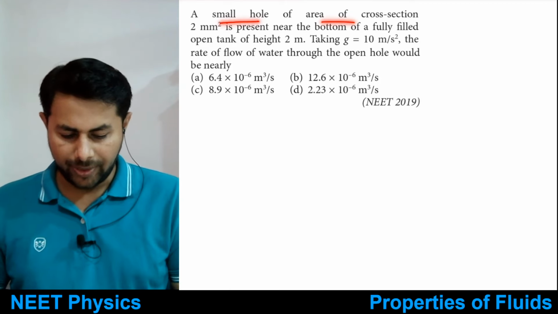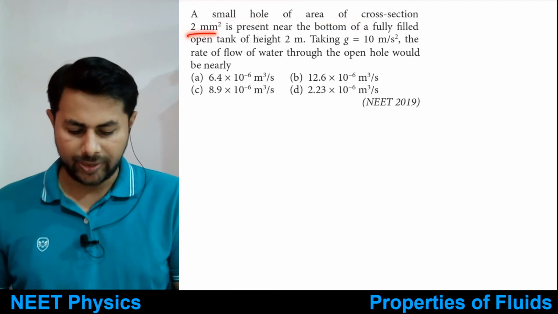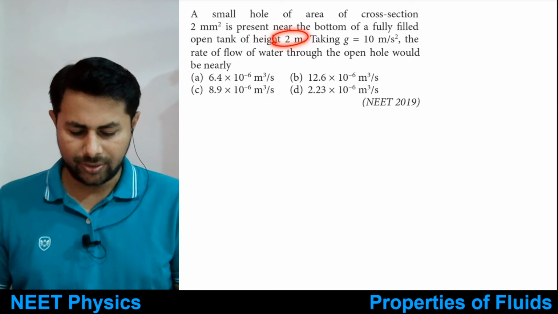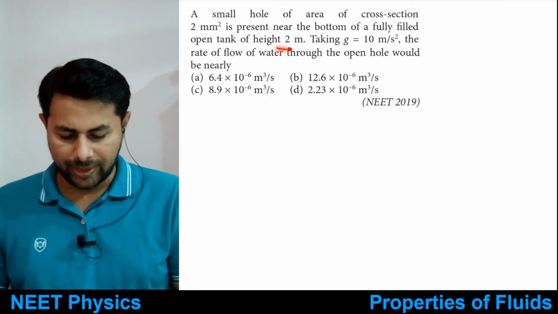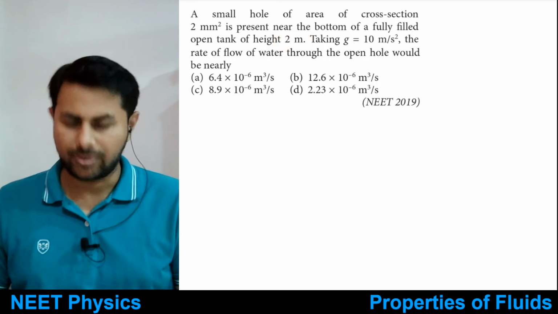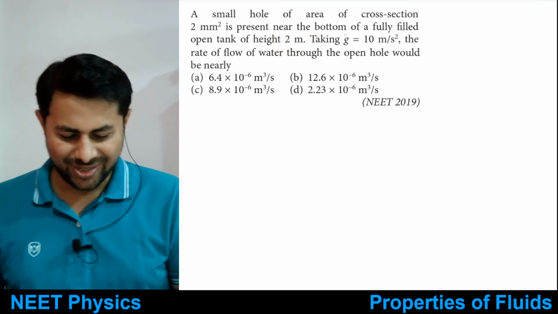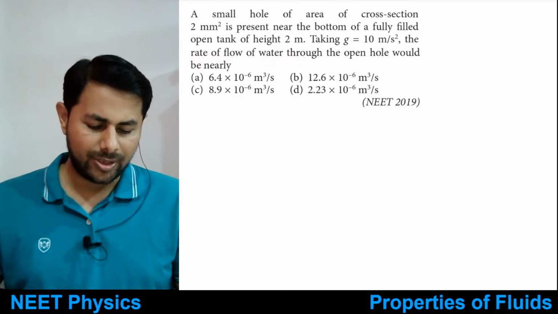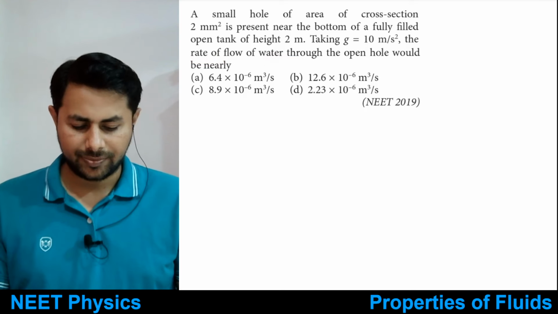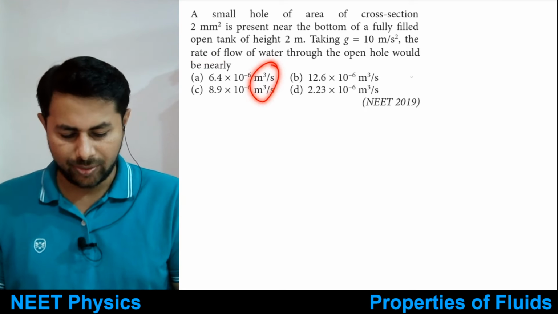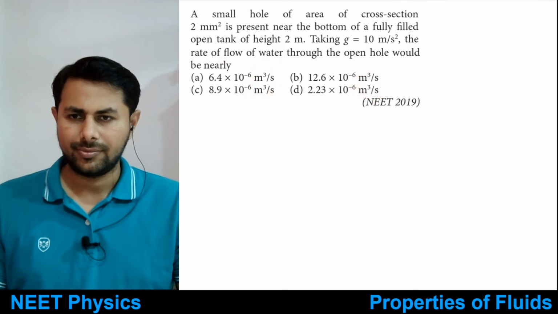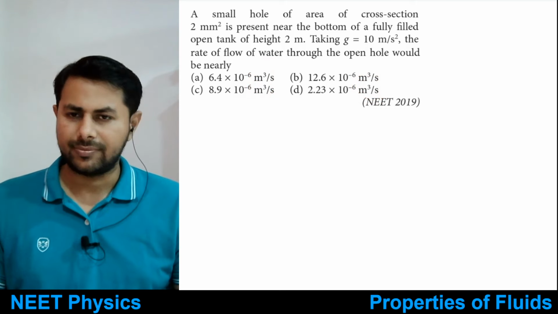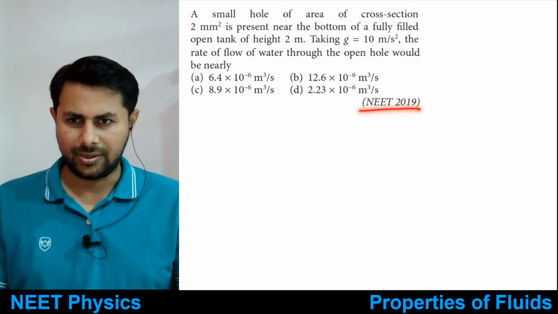A small hole of area of cross section 2 mm square is present near the bottom of a fully filled open tank of height 2 meters. Okay, this is an open tank of height 2 meters. So Torricelli's law should click, right? Taking g equals to 10 meters per second square, the rate of flow of water through the open hole would be nearly... Options are in meter cube per second, right? That means they are asking about the volume coming out per unit time. This is from NEET 2019.